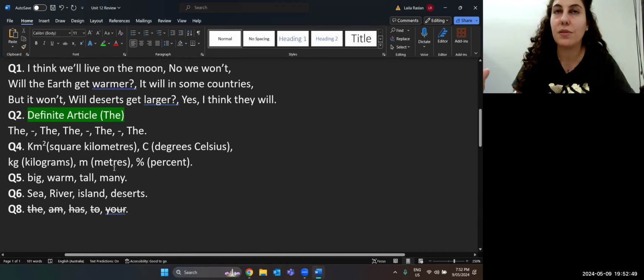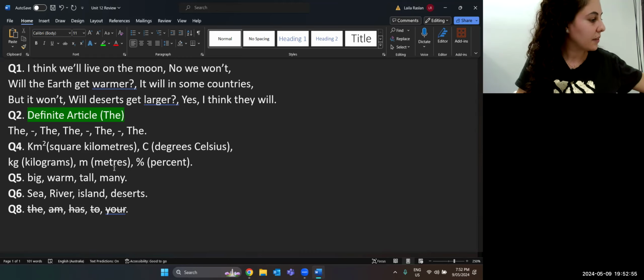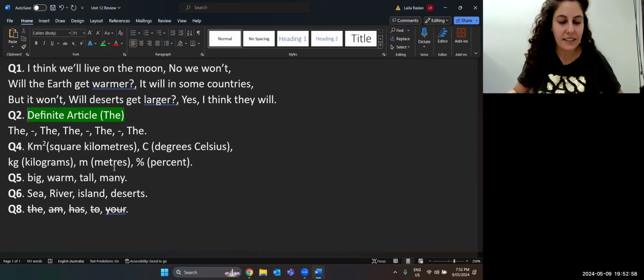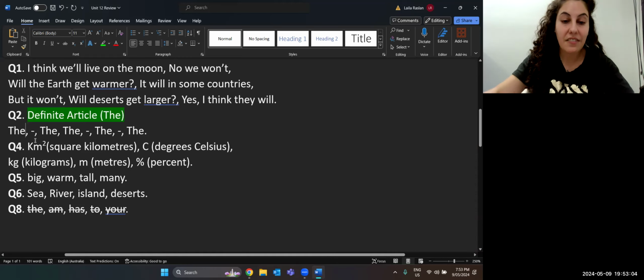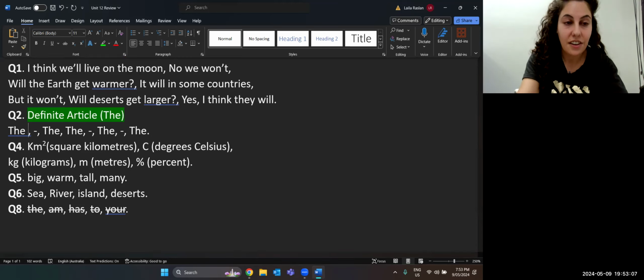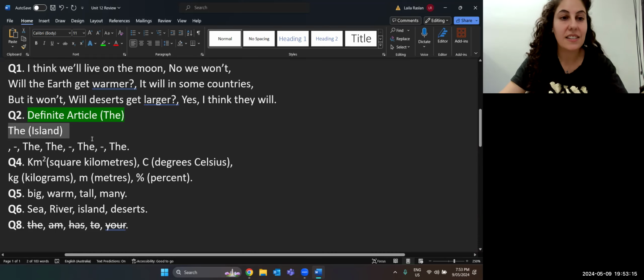We talked about some rules with some words that have to do with the world, to do with the earth. So do we say the Polynesian Islands or just Polynesian Islands? If you have an island, you need to say the and then the name of the island. So with any islands, you need to say the Polynesian Islands, the Canary Islands. Any noun that has the word island, you need to say the.